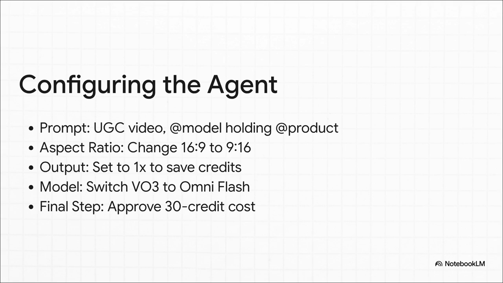But hold on, before you hit generate, you've got to tweak a few settings in the sidebar. You'll want to swap the aspect ratio from the default 16:9 landscape to a 9:16 vertical format, perfect for shorts and reels. You'll also want to drop the output quantity from 2x down to 1x just to save your credits. Next, double check that the model is switched from the older VO3 over to the brand new Omni Flash model. Once that's all dialed in, you hit generate, the chatbot will pause for a second, ask you to approve a 30 credit cost for the generation, you hit approve, and it goes to work.